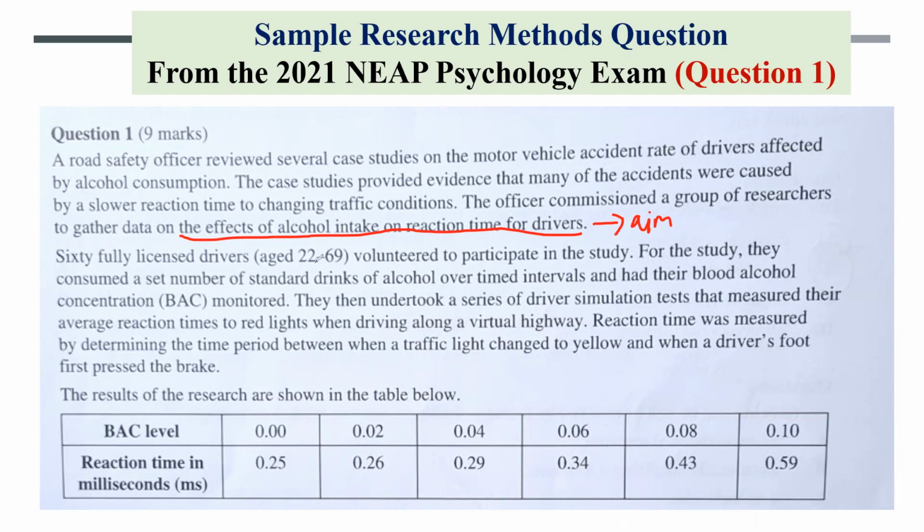60 fully licensed drivers aged 22 to 69. What do we call this, guys? The group of people who participate in the study. We have a specific name for them. If anyone remembers, just put it in the chat box. The specific group of people who participate or take part in a study are called the sample. Yeah, basically the sample.